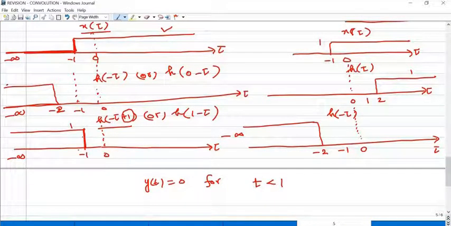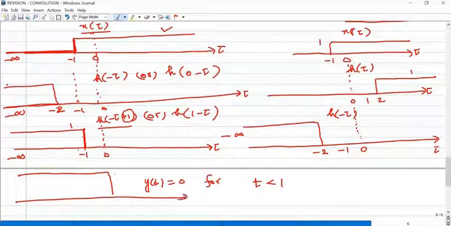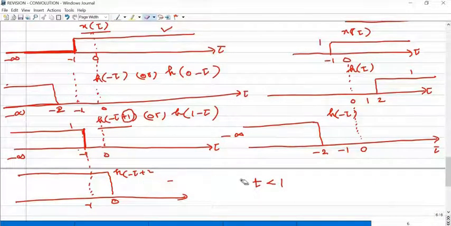Yes, the signal exactly started. When you draw minus tau plus 2, your signal will become like this. This is for h of minus tau plus 2, that is t equal to 2. Okay, so you will get the overlapping region.